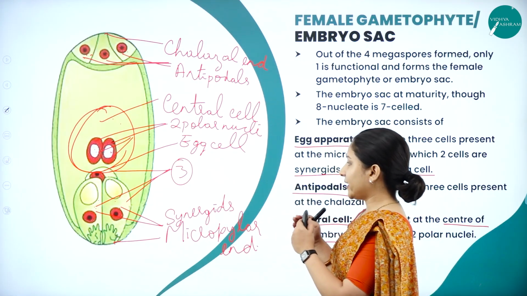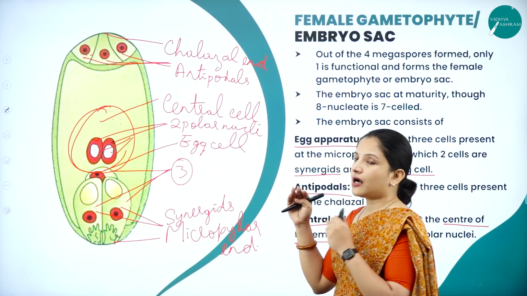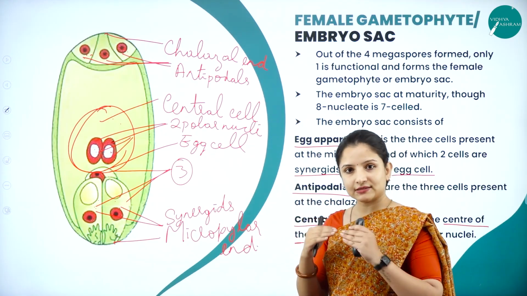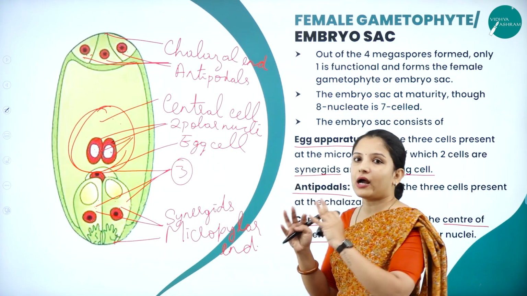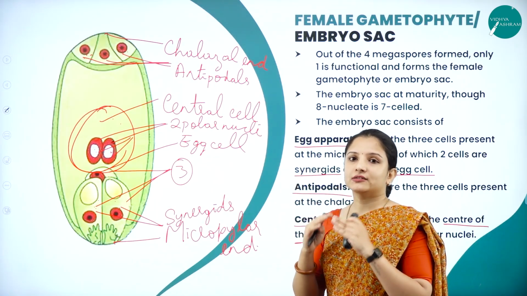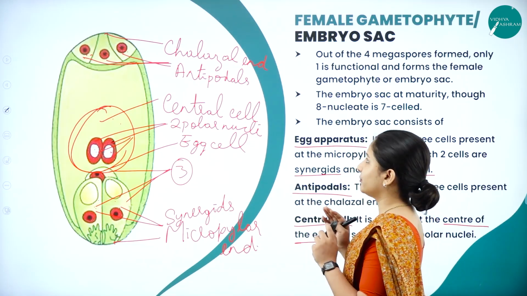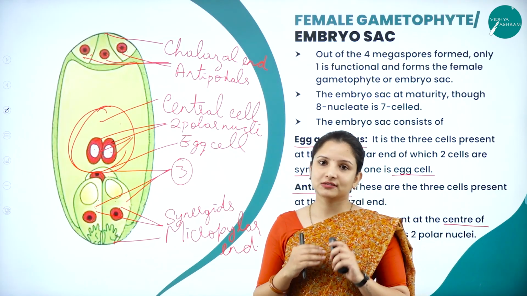So at the micropylar end, you have 3 cells, wherein one is the egg cell and the other 2 are the synergids. And in the chalazal end, you have 3 cells again, which are called the antipodal cells. And in the center, you have a central cell, which consists of 2 nuclei or 2 polar nuclei. So this is about the female gametophyte. I hope you have understood this session well.